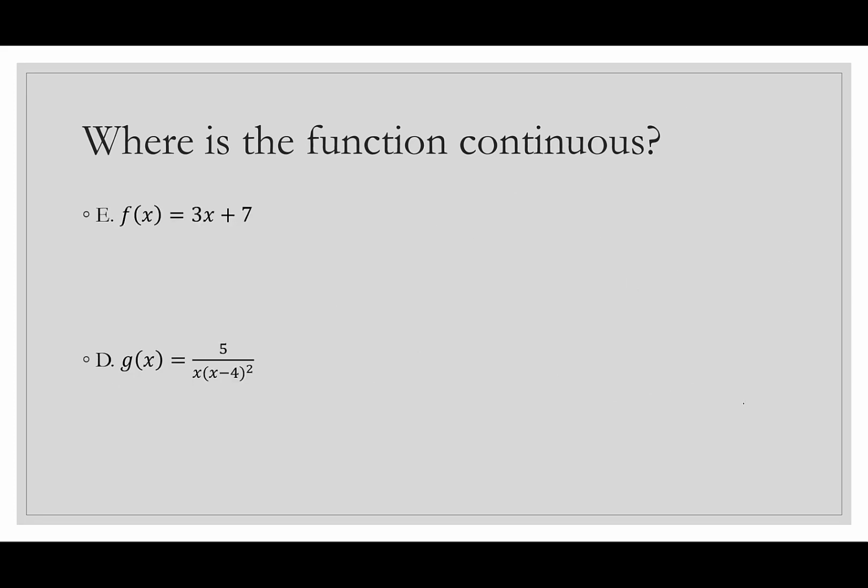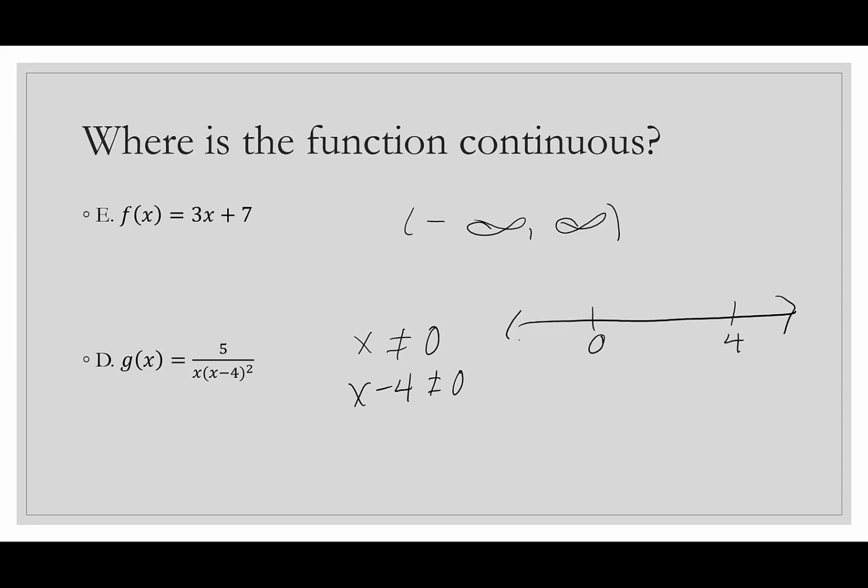3x plus 7 as f of x is a line, so that is also negative infinity to infinity. And then D says, which is probably really f, I have g of x is 5 over x times (x minus 4) squared. Well, first, x can't be 0, then x minus 4 can't be 0. On my number line, here's 0, here's 4. Again, I've broken it twice, so I'm going to have 3 intervals. Negative infinity to 0, 0 to 4, and then 4 to infinity. Once again, all open.